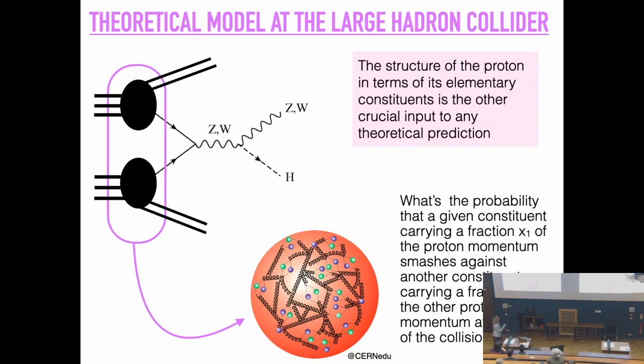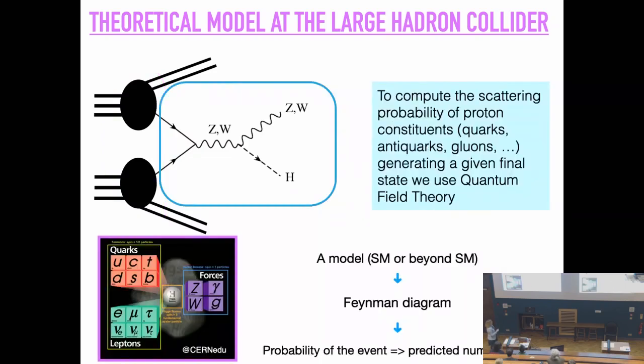But that's not enough. So we need something else. We need this other part. And what is it? This is really what a theoretical particle physicist does. Okay, so you compute the scattering probability of this proton constituent.